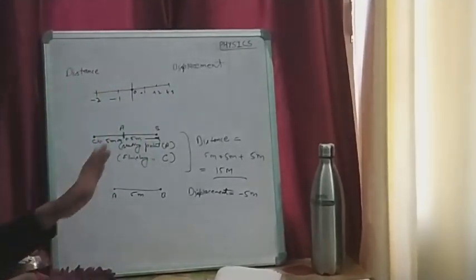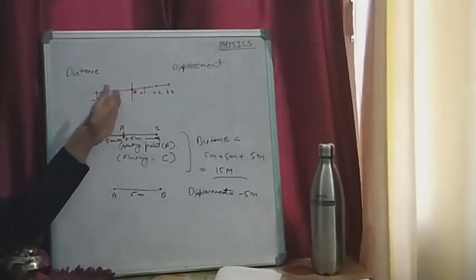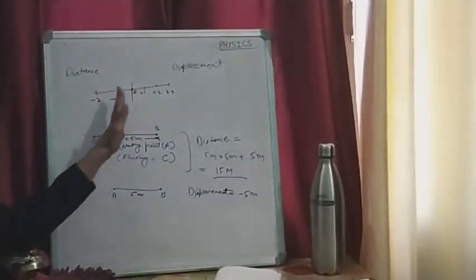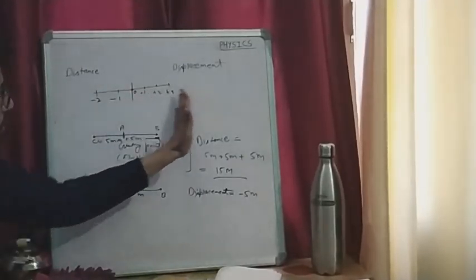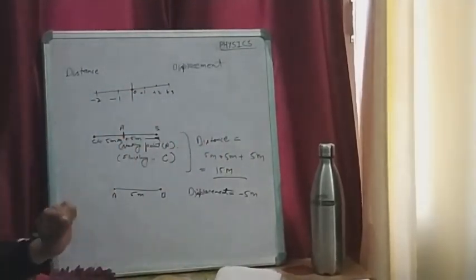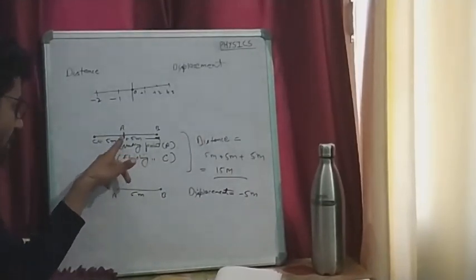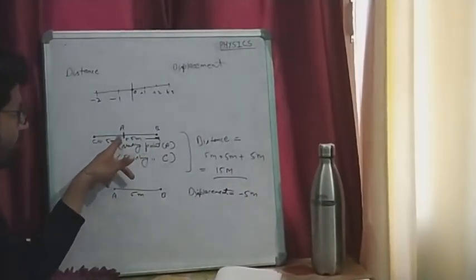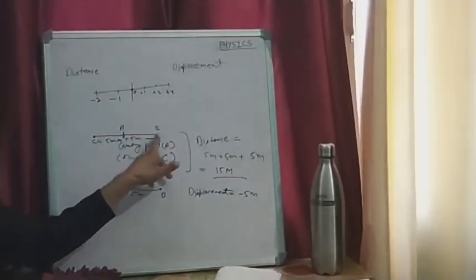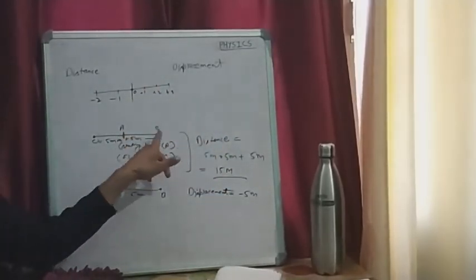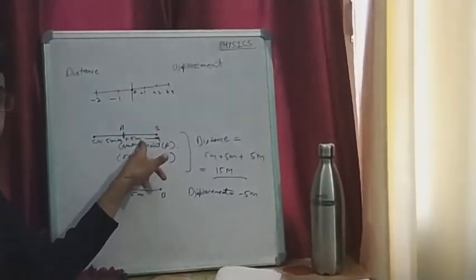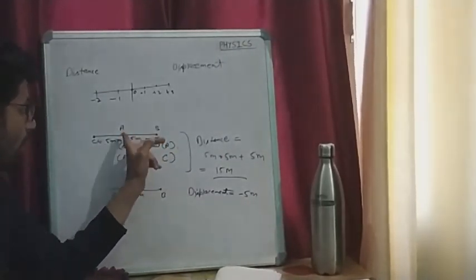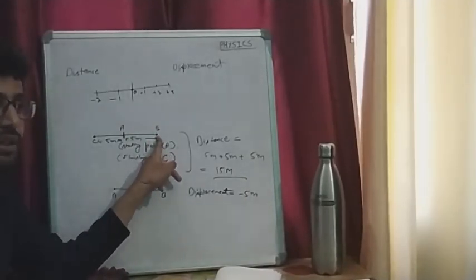When the body moves to the left side, we will take it as negative, and if the body moves this side, then we will take it as positive. In this example, when a body is at A and moving towards the right side, from A to B it covers 5 meter distance. From A to B it covers 5 meter displacement.